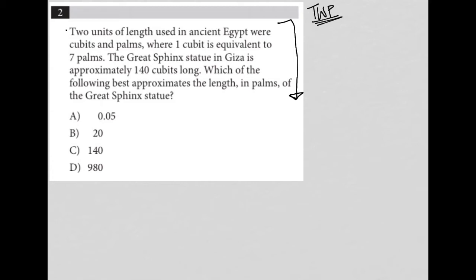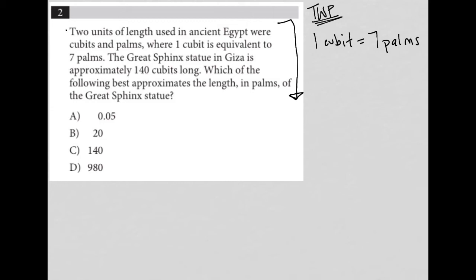So the question here says 2 units of length used in ancient Egypt were cubits and palms. All right. Where 1 cubit is equivalent to 7 palms. So here's our quantitative information. So I'm going to say 1 cubit equals 7 palms.